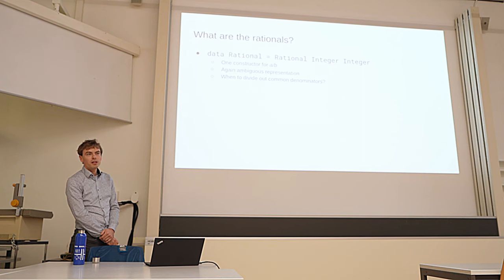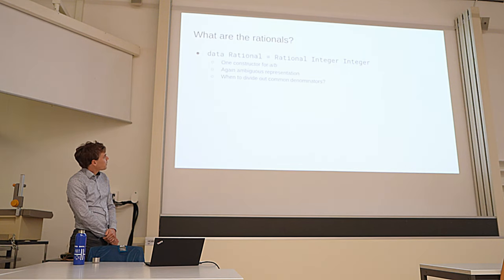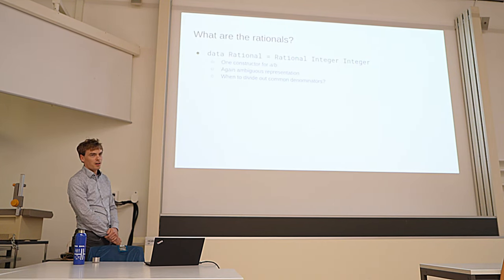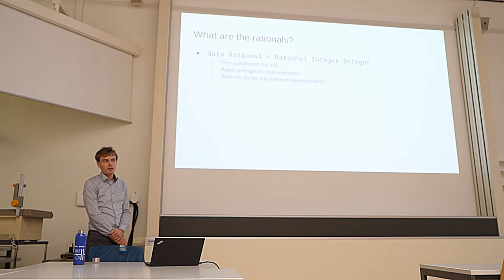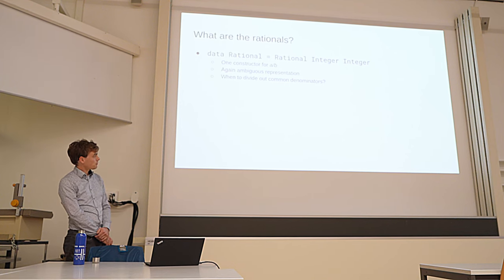Again, we have the ambiguity here of representation, right? So 1/1 equals 2/2 equals 3/3, etc. And so that means that when you're doing computations with these rationals, you would have to at some point decide to divide out common denominators of the A's and the B's. But when do you decide to do that? When is the right time to divide out common denominators? That might have a very big impact on how efficient your computations are. So in some sense, it's an even bigger problem than we had for integers.